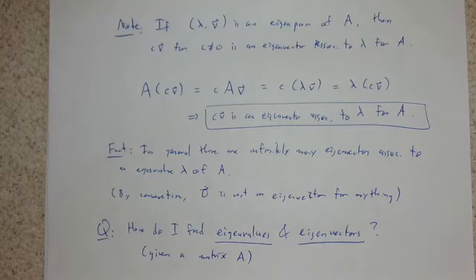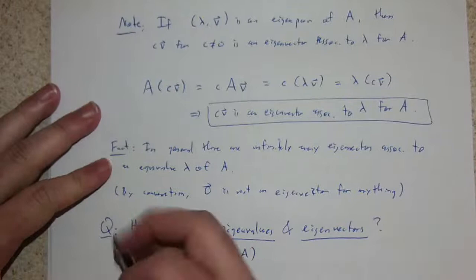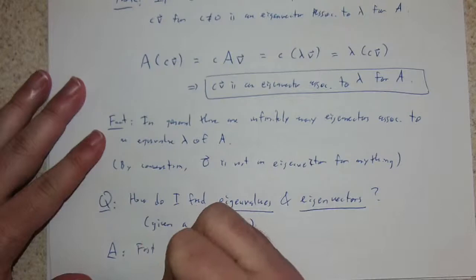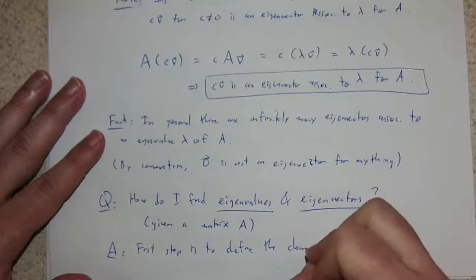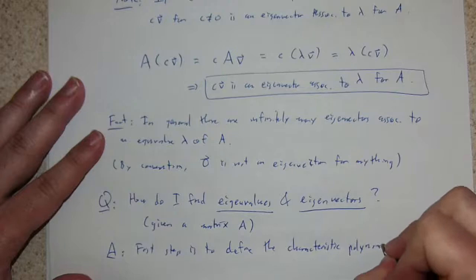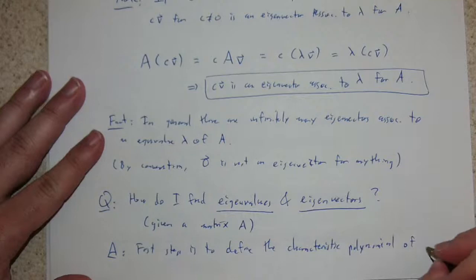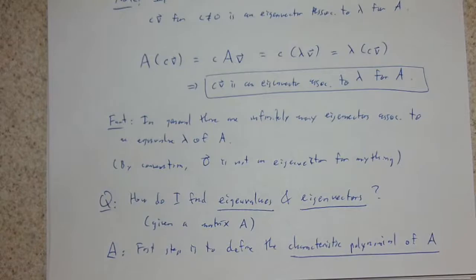Okay. All right. And the answer is that the first step is to define the characteristic polynomial. I've heard of that before. But now this is not the characteristic polynomial of a differential operator. This is the characteristic polynomial of a matrix.